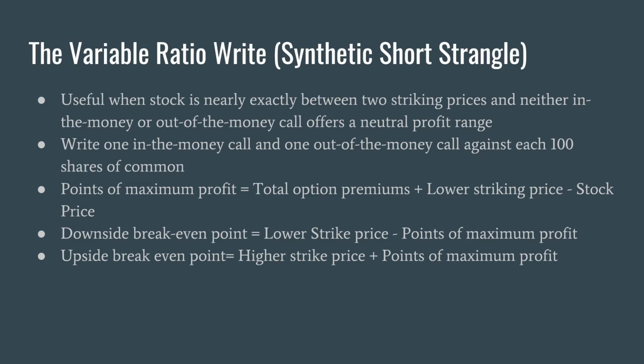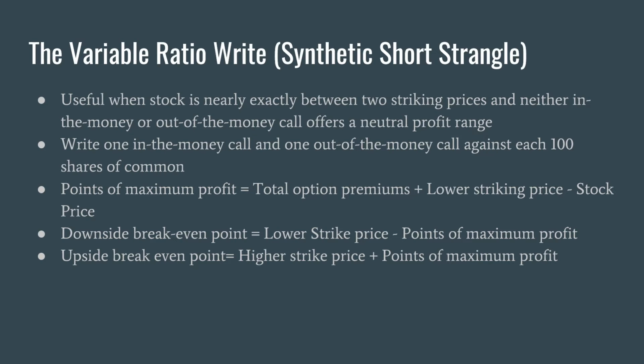If one still wants to be in a 2-to-1 ratio of calls written to stock owned, they must write 1 in the money call and 1 out of the money call against each 100 shares of common. This is also known as a variable ratio write, or a trapezoidal hedge. Now we're going to look at some formulas to illustrate this position.